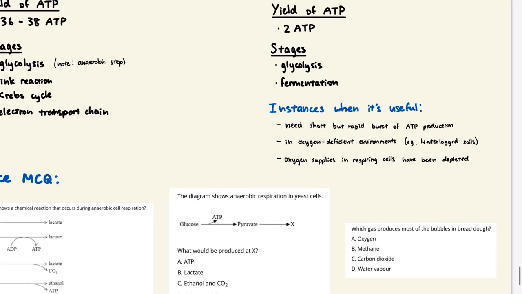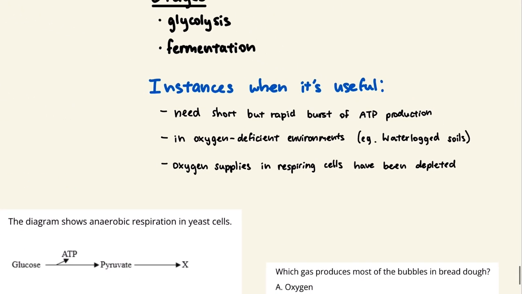Anaerobic respiration can be useful when a short but rapid burst of ATP production is needed, or in oxygen-deficient environments such as waterlogged soils where there is no oxygen available, or finally, when oxygen supplies in the respiring cells have been depleted and there is no more left available for respiration to happen aerobically.